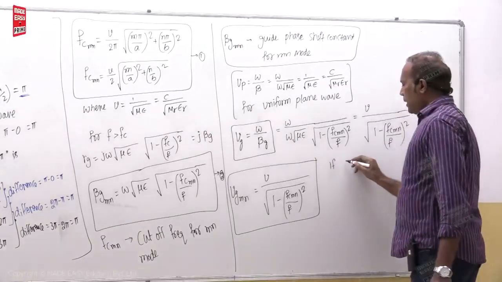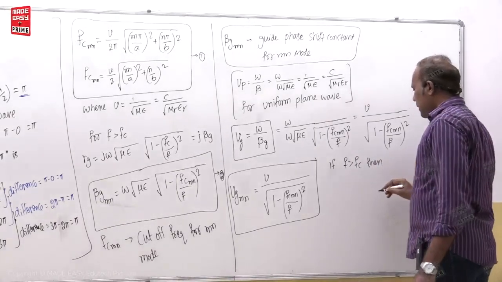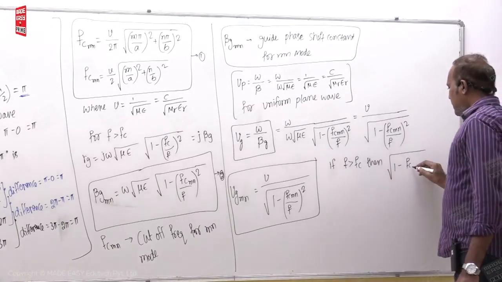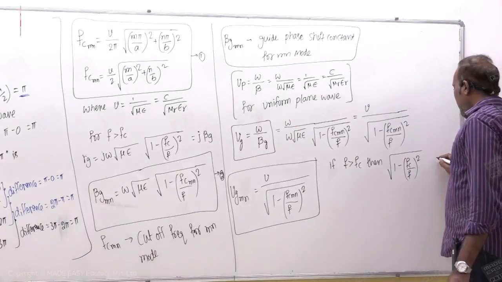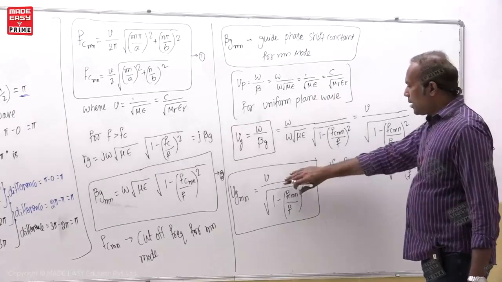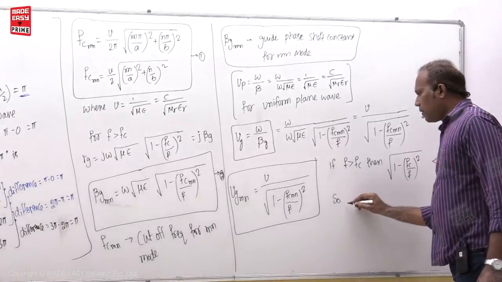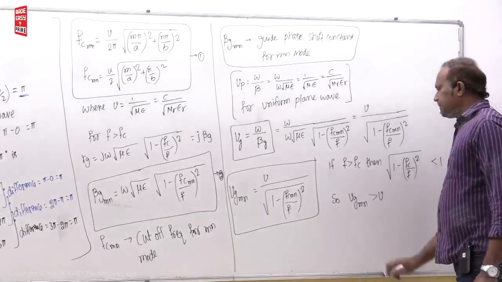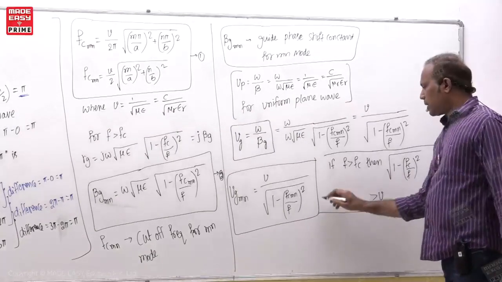Here I am telling you one point. If f is greater than fc, then this factor, 1 minus (fc by f) whole square, is always less than 1, student. Denominator less than 1 means the numerator comes out more than 1. So Vg mn is always greater than V. This discussion is also important.